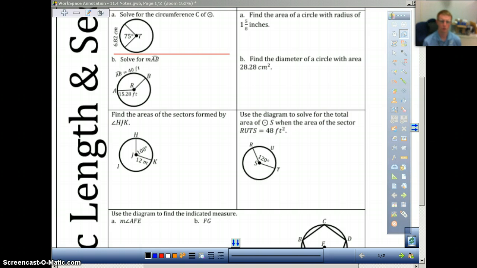Okay, so what we're going to do is let's look at a couple of these examples. We are going to go through a couple of examples about area first. So it says find the area of a circle with radius of 1 5/8 inches. What we're going to do is just plug it right into our formula. So we know that our formula is area equals pi times r squared. So now we just plug in what our radius is. So area equals pi times 1 5/8 squared.